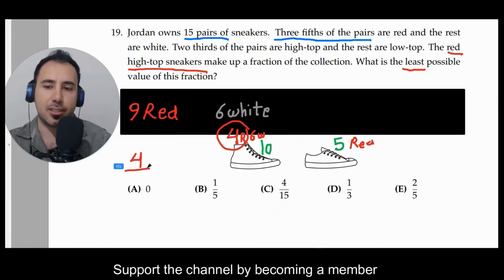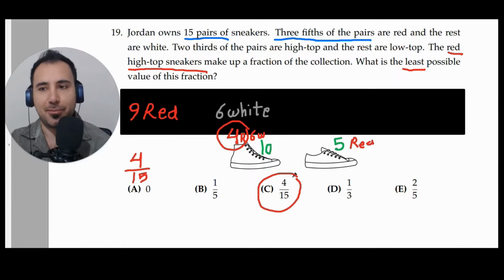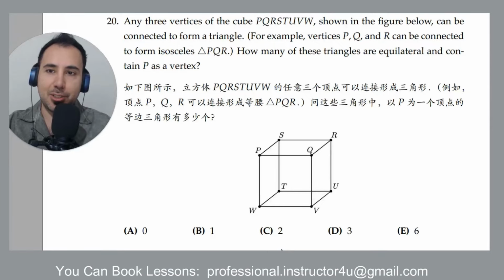The collection is 15. So the answer to this will be 4 over 15. Did you really need any formulas, anything? It's just completely 100% problem solving skills, right? So how you can approach this question? Nothing else. Okay, let's do question 20.